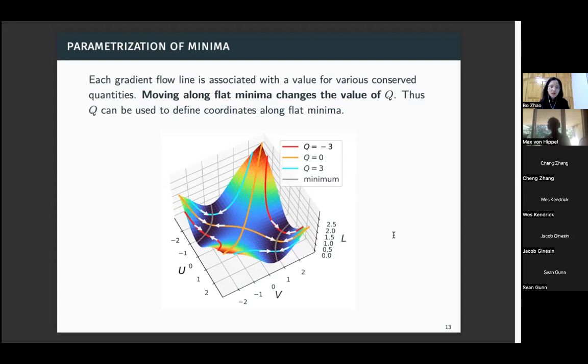This picture shows a very simple example of a neural network. Here we have a two-layer linear network, and the only parameters are u and v, which are both scalars. You can think of them as 1-by-1 matrices. The two green lines are the minimum, and the different colored lines are the gradient flow trajectories. Here we can see that each trajectory corresponds to a different value of the conserved quantities, and also they converge to different points on the minimum. So the minimum in this way is parameterized by the conserved quantities.